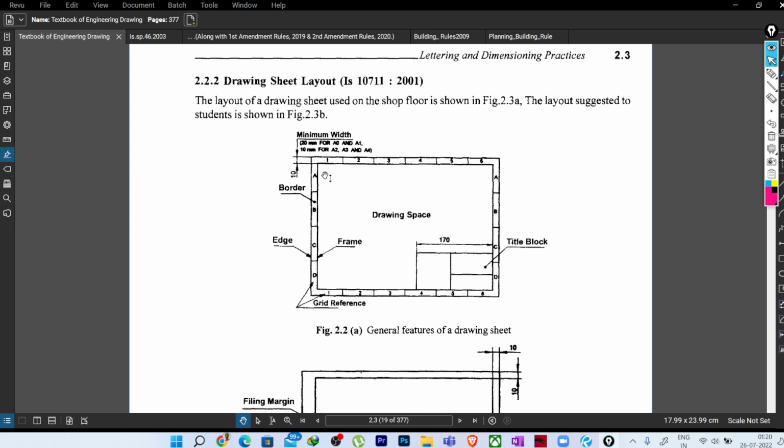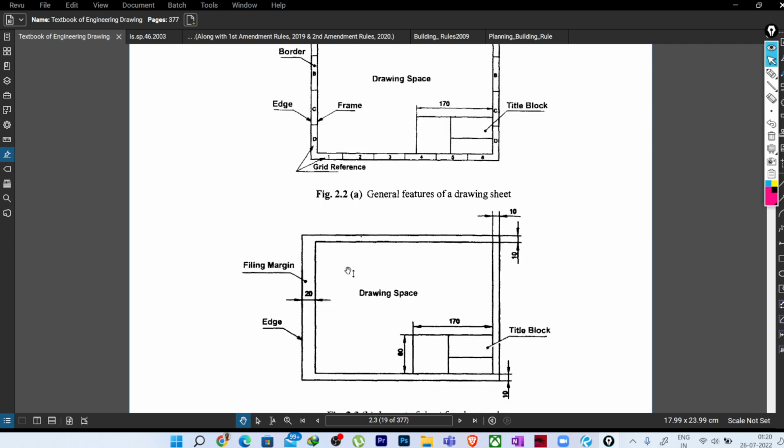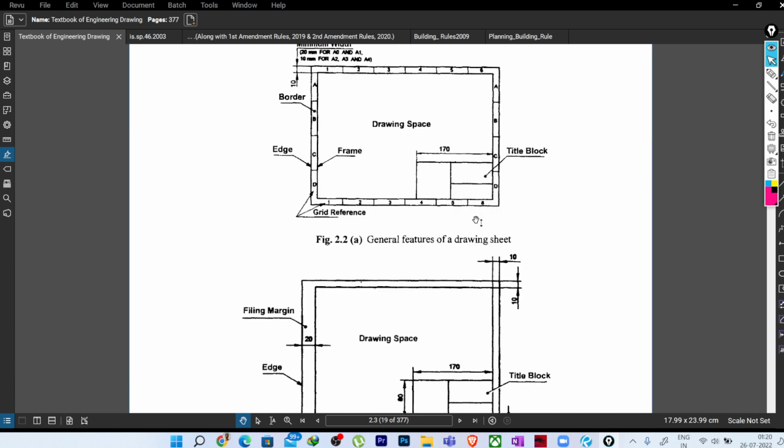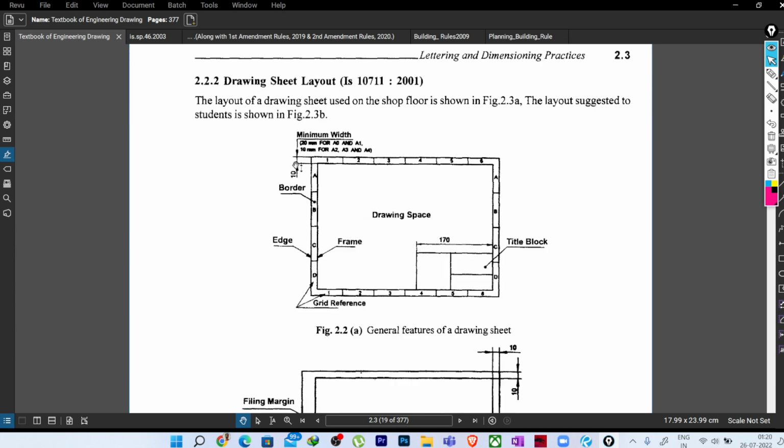Then offsets from the paper: directly, we cannot use the full paper. We need to leave some portion on these sides, so 10 mm. Previously, while making the drawing manually, we used to leave 20 mm from this side and 10 mm from all other three sides. But now we cannot waste the paper or the space while making it in the computer. So obviously we are leaving 10 mm.